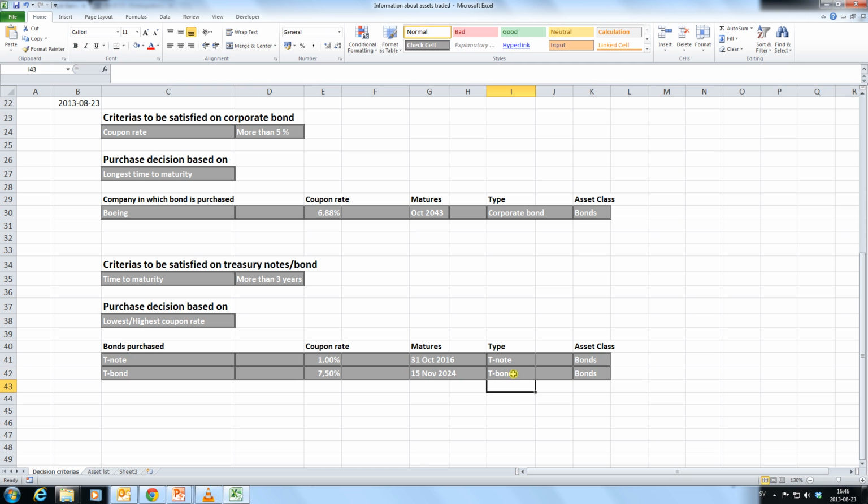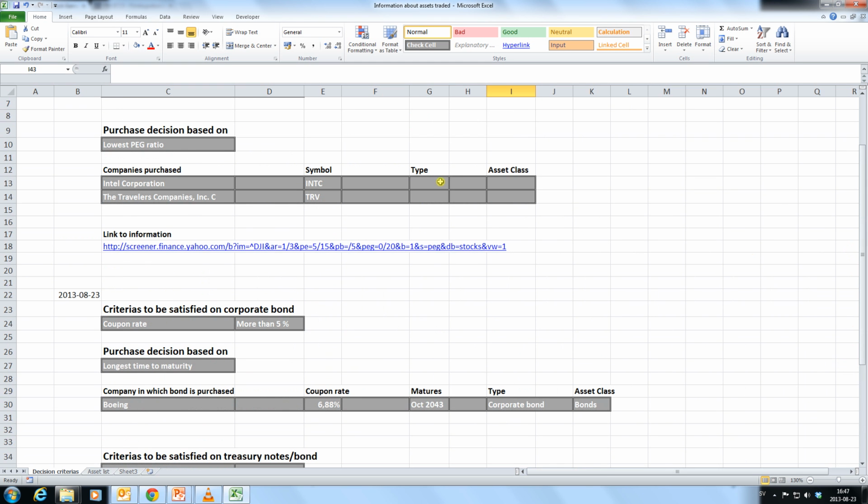And here is the information on those two bonds, and also the criteria that I had and the purchase decision. I'm just going to fill in the information on the stocks. Here we had the type of stock and the asset class of stocks. This might seem a bit redundant to write the same, but when we include the funds as well, then there's going to be a difference, because the type then would be maybe a fund or an exchange traded fund, and the asset class could be a mix of stocks and bonds or money market instruments and bonds perhaps.